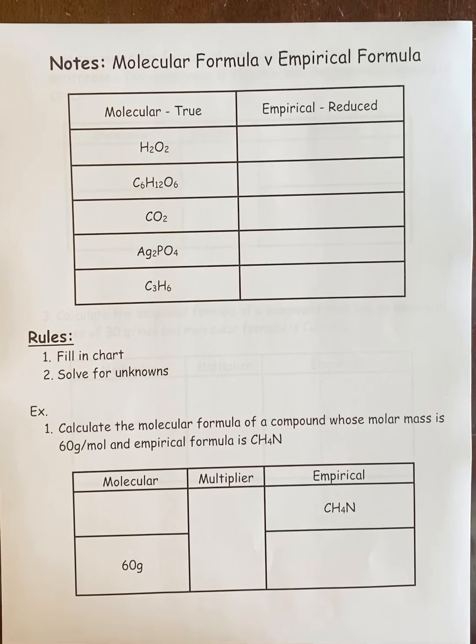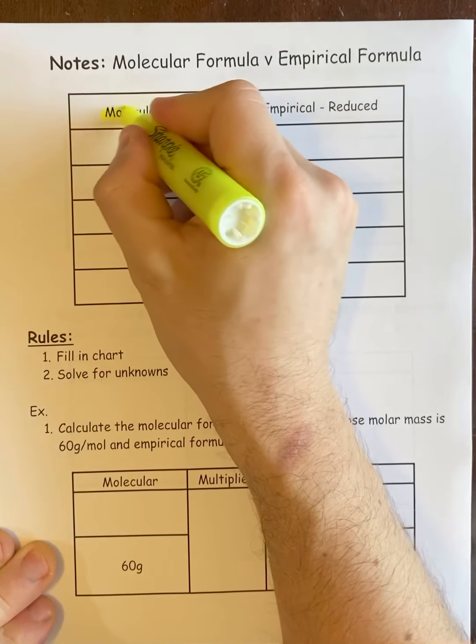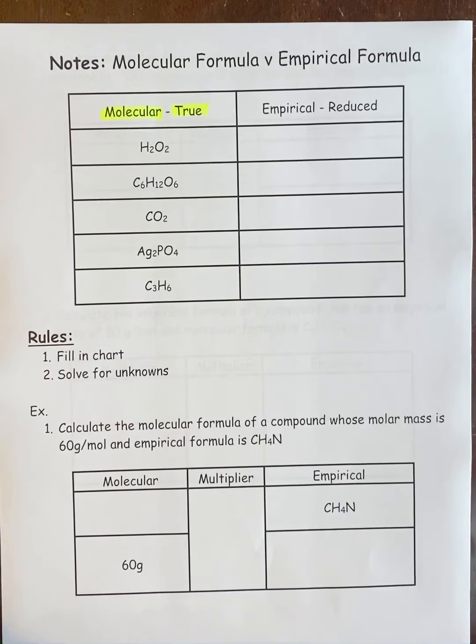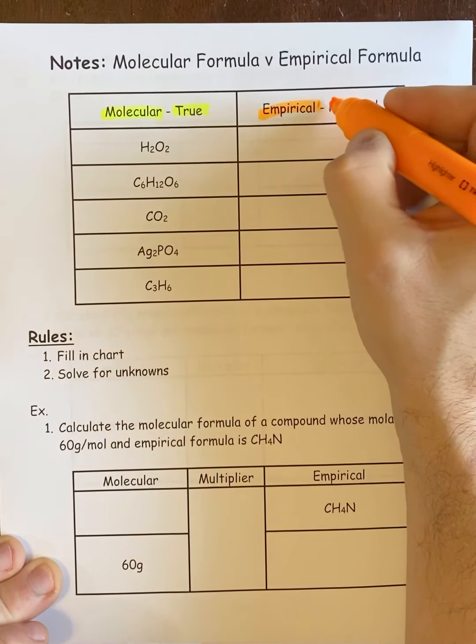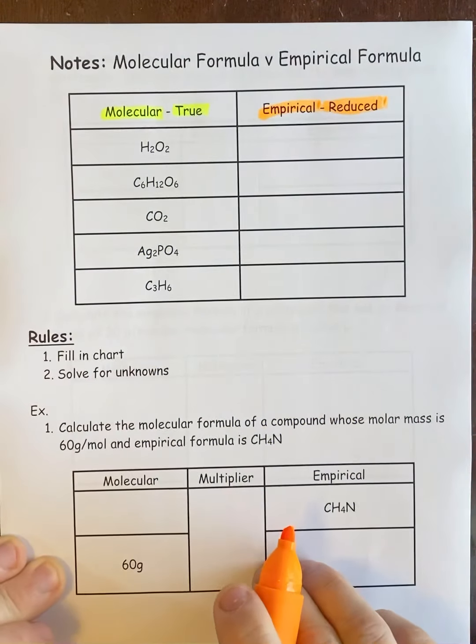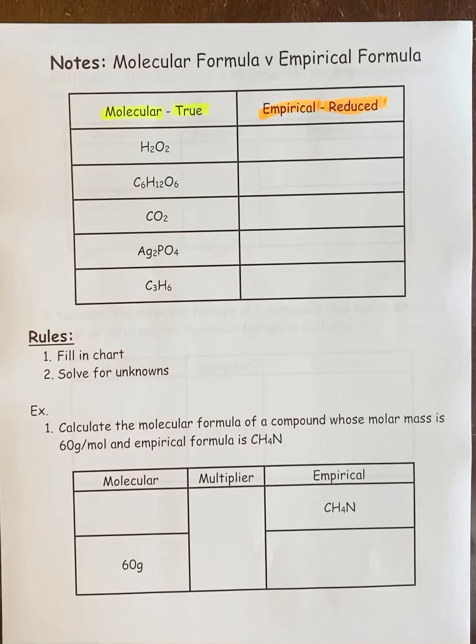In today's video, we are going to talk about the difference between empirical and molecular formula. So molecular means the true formula, and another way of saying empirical is the reduced formula. Now, why would we want a reduced formula? It's an unfortunate consequence in chemistry.